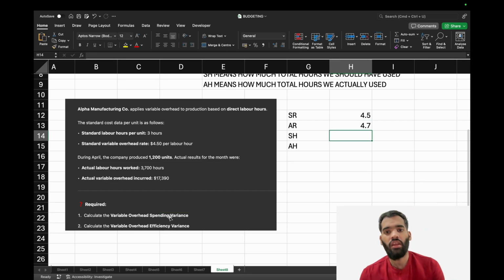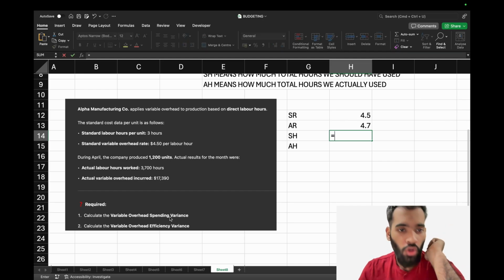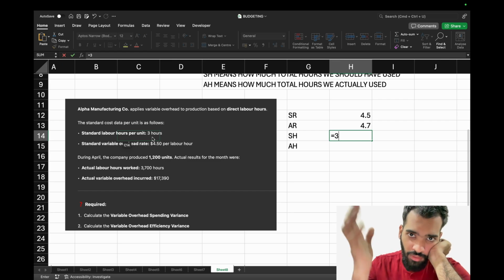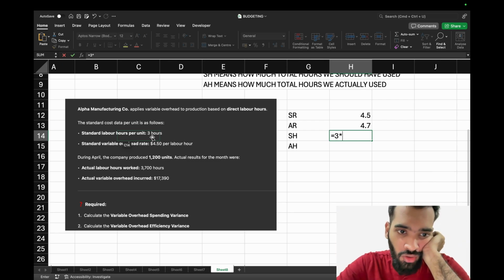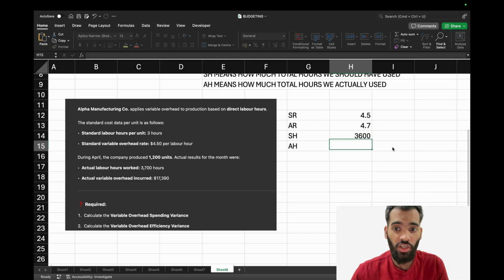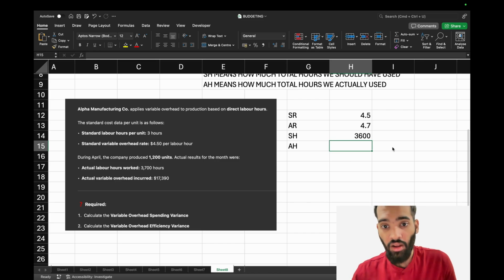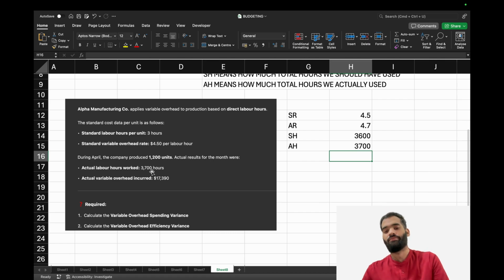Now standard hours. Standard hours again mean the total hours we should have worked. So we know per unit labor hours is 3, because we know variable overhead and direct labor have the same hours. So 3 times how many units did we produce? 1,200. So what I did is I took the hours we should have spent per unit with how many units I've actually produced to see how much I should have used for that level of production. 3,600 hours is standard hours. Actual hours, we already can see 3,700 right there.